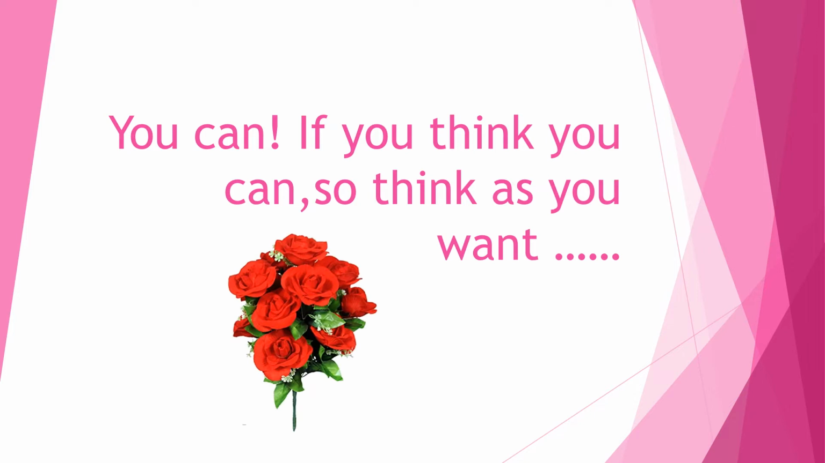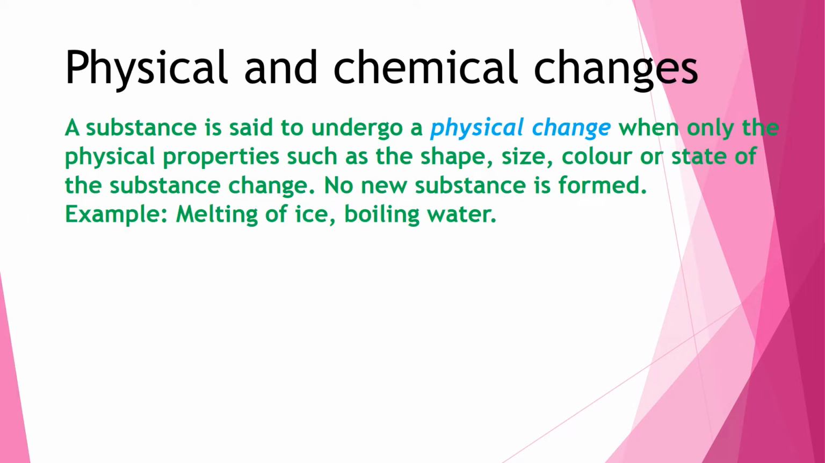This is for you. Now, we are going to discuss physical and chemical changes. What are physical and chemical changes? A physical change is a change in which only the physical properties, such as shape, size, color and state of the substance, change. There will be no new substance formed. For example, melting of ice: nothing special is formed, only ice converted into water. Physical means it has nothing to do with chemical relations, right?